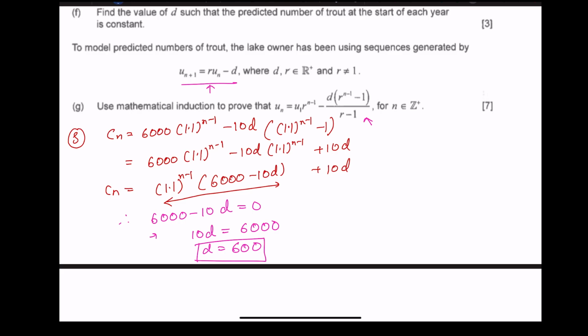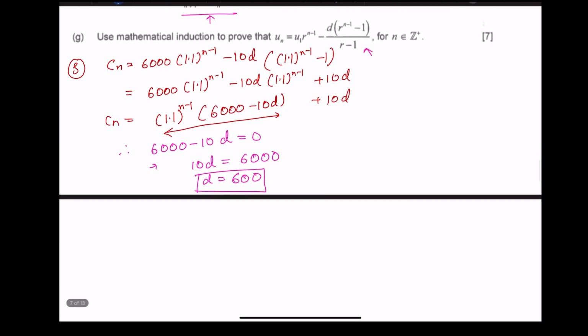Okay, fine. So for mathematical induction, there are 3 steps. First, we have to show that this relationship is true for n equals 1. Then we have to assume that this relation is true for some value n equals k, and then we have to show that it is true for n equals k plus 1. So 3 steps. Let's do them one by one.